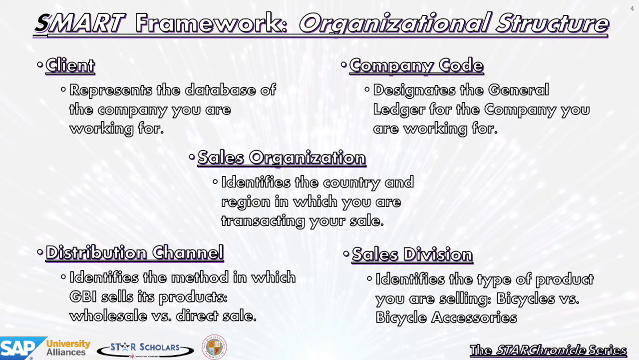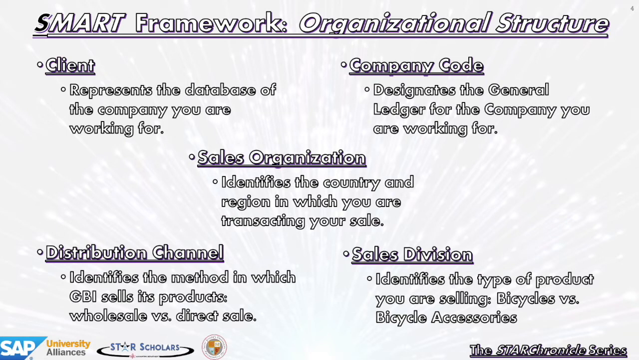The second piece of structure is the company code, or user. This designates the general ledger of the company that we are working for. Because we are working for Global Bike Incorporated, each employee is assigned an individual company code, or user, that specifies their general ledger and system authorizations. The sales organization identifies the country and region in which we are transacting our sale. As this sale is being transacted from GBI's plant in Miami, Florida, to Philly Bike's store in Philadelphia, Pennsylvania, we will be using a sales organization of UE00, which signifies the East Coast of the United States.